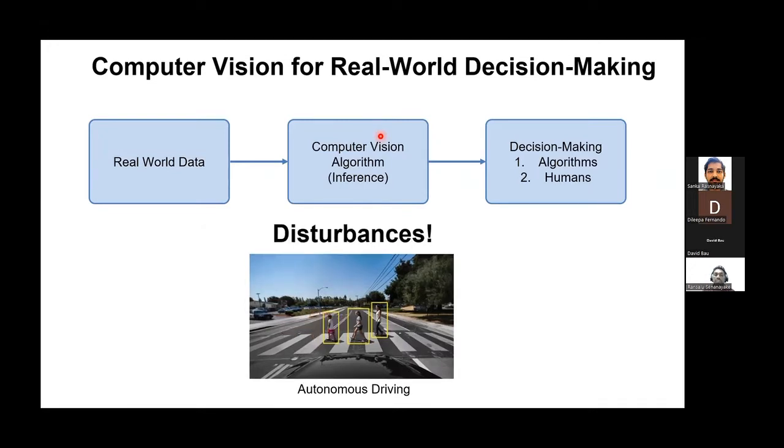Another reason could be disturbances. This is very common when we are trying to deploy any computer vision algorithm in the real world. One example is rain. If there is rain, I'm sure our computer vision algorithm will not work as we expect. It could be rain, fog, any other weather condition.